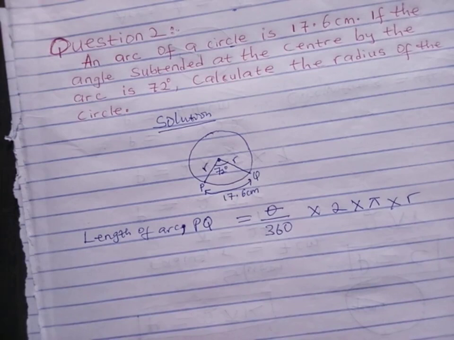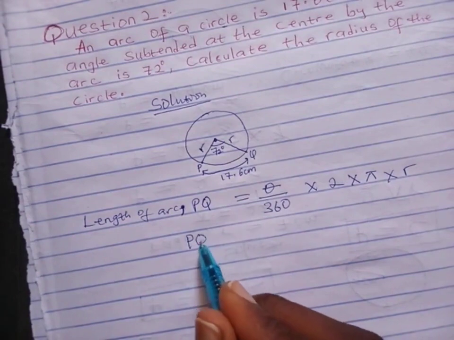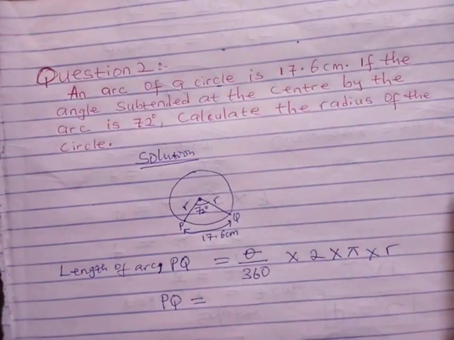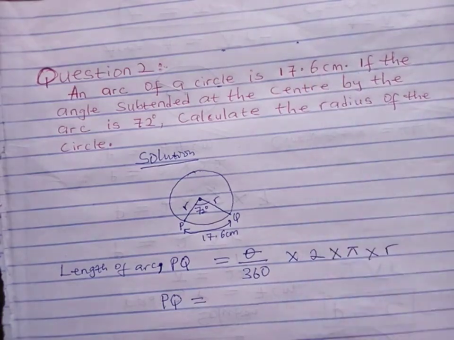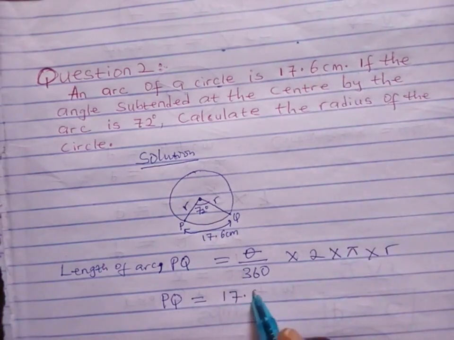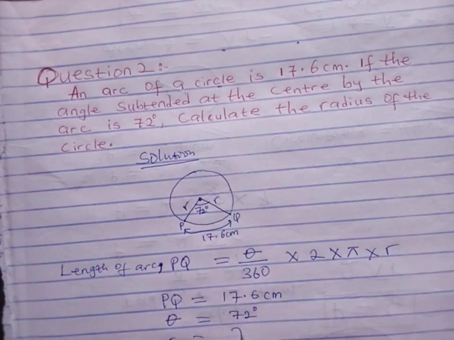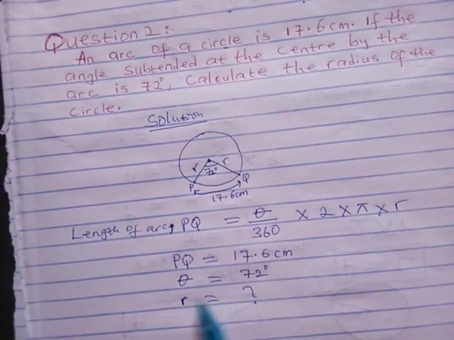Now, the parameters that we are given here: we are given PQ, which is the length of the arc. From the question, we are given that PQ, an arc of a circle, is 17.6 cm. And my theta is 72 degrees. What of my R? I don't know my R. We are looking for the R.